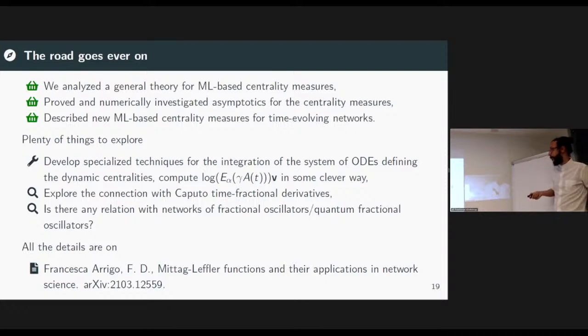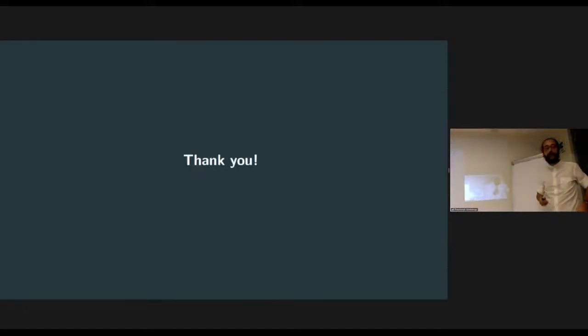So in terms of a network of fractional or quantum fractional oscillators. You can read all this information in this preprint on the arXiv. Thank you.